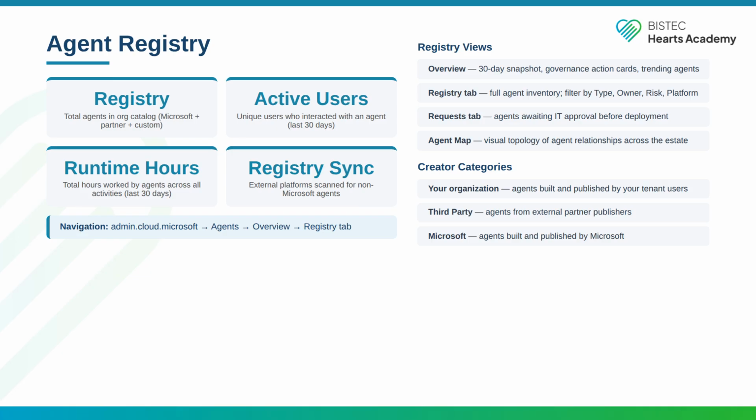For Contoso Manufacturing in our case study, the registry shows over 60 agents across 4 primary platforms: Copilot Studio, SharePoint, Microsoft Foundry, and Agent Builder. 38 of those agents have no owner assigned. 2 are flagged at risk by Defender. 0 have formal DLP controls applied. This is the governance gap we are here to close.